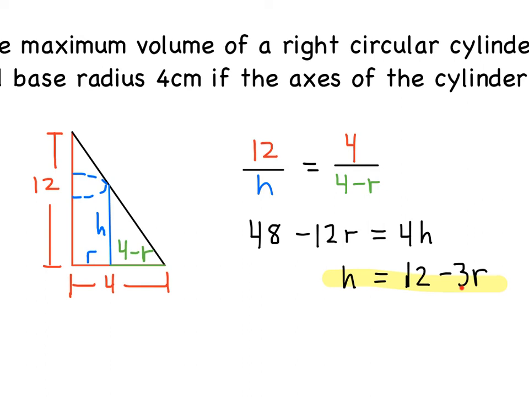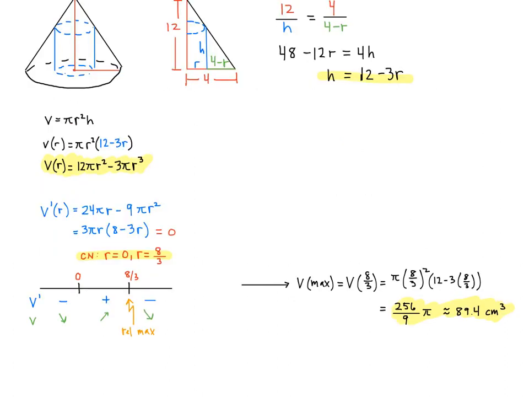Okay, so now you have h in terms of r. Come up with your volume equation. Then you need to find V prime in terms of r. Go through your first derivative test, and we're looking for a maximum. So give it a try and check back when you're done.